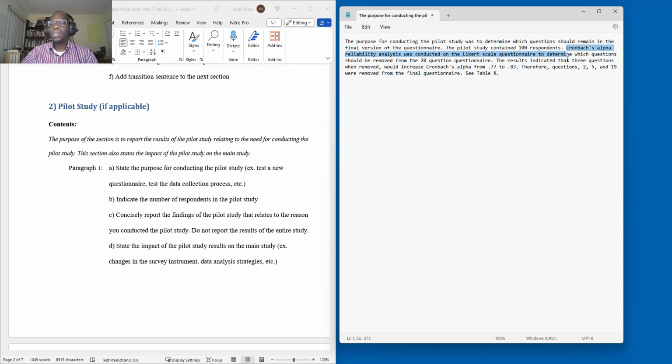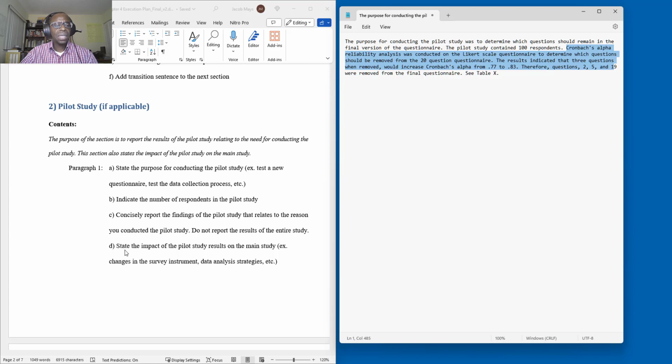All right, so then it says Cronbach's alpha reliability analysis was conducted on the Likert scale questionnaire to determine which questions should be removed from the 20-question questionnaire. The results indicated that 3 questions, when removed, would increase Cronbach's alpha from 0.77 to 0.83. So basically, the addition of those 3 questions was lowering Cronbach's alpha coefficient. Okay, so by removing them, you went from a 0.77 to 0.83, right?